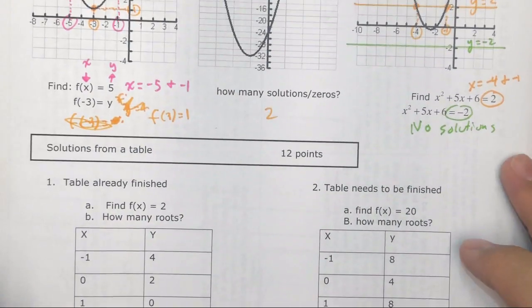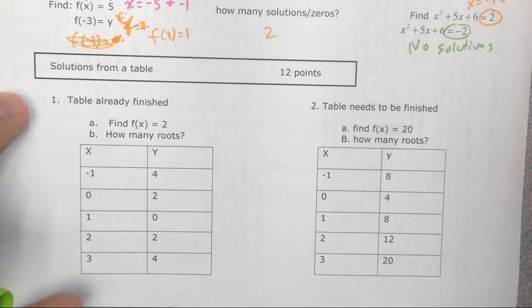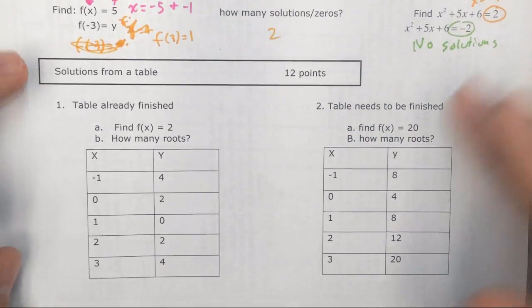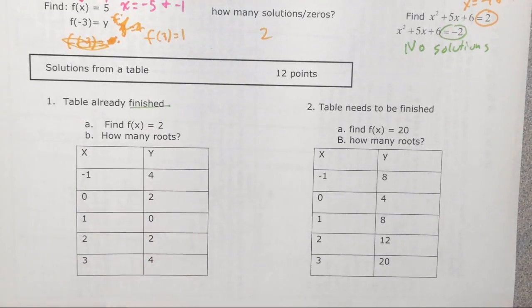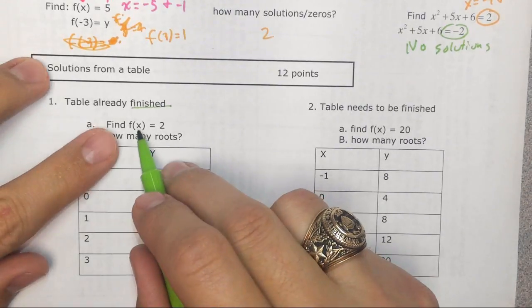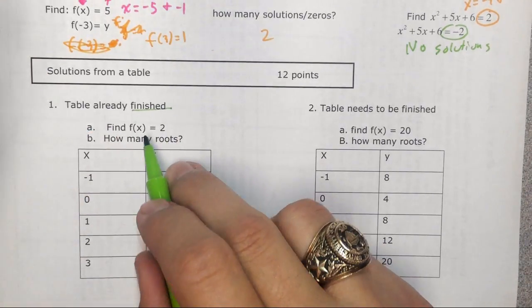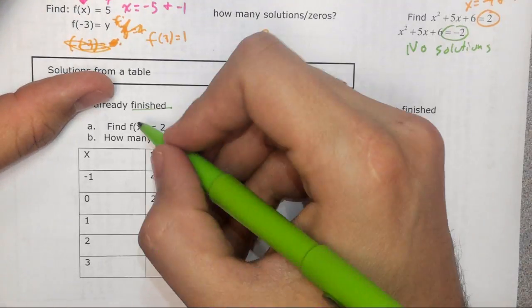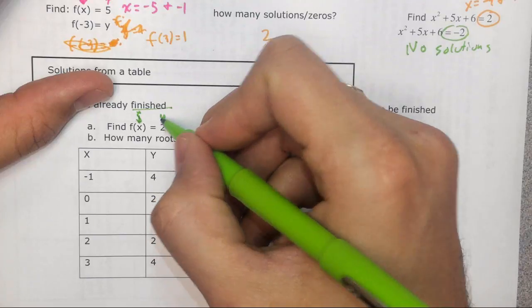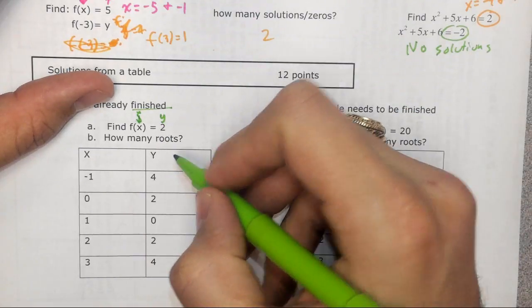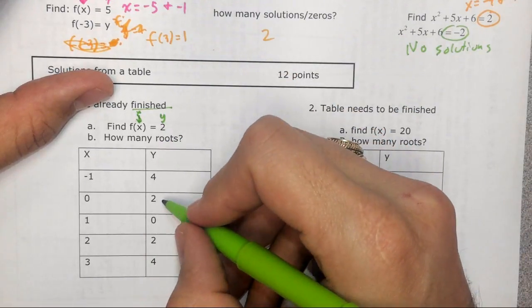After that, we're going to look at tables. For the tables, we have two examples. The first table says it's finished. You're not going to be told on the test whether it's finished or not. You have to figure out if you have to extend the table or not. This one is finished. It says find x where f of x equals 2. Again, don't have my x, but I have my y. Here's my x, here's my y. I look down until I find 2.